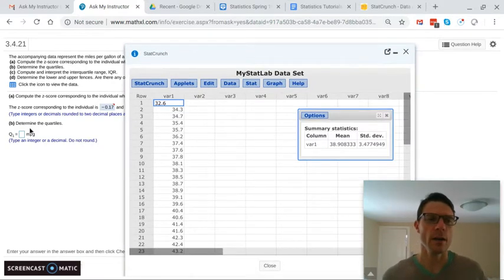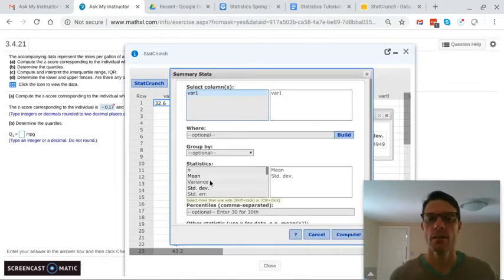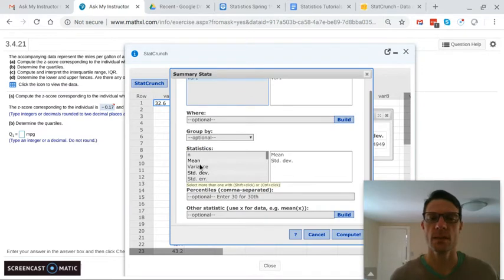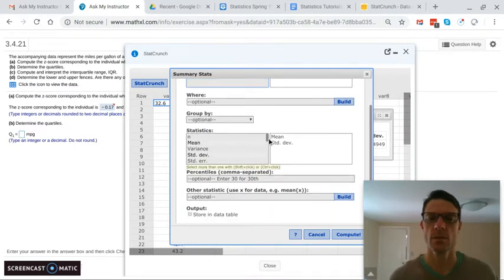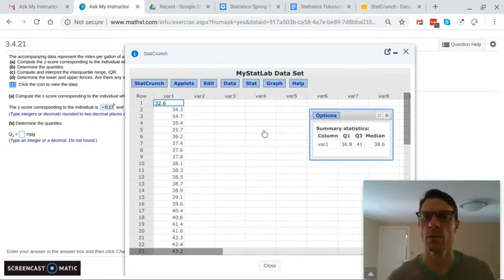Okay, now for the second part, determine the quartiles. This is really nice on StatCrunch. You can just go to stats, summary stats again. You can also, just from this, hit edit. And then reselect. Instead of selecting mean and standard deviation, we want to select what? We want to select Q1 and Q3. And Q2 is actually the median, right? So now I compute that, and it's going to give me the quartiles.